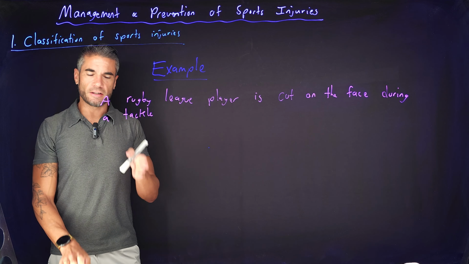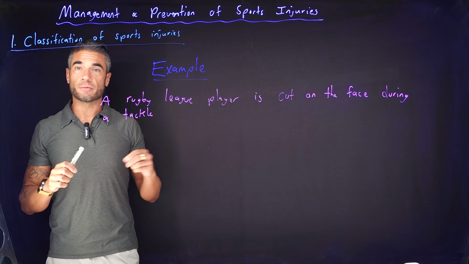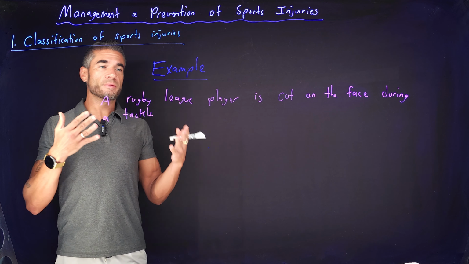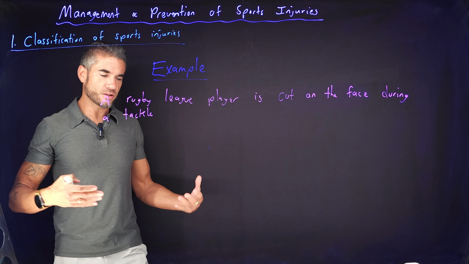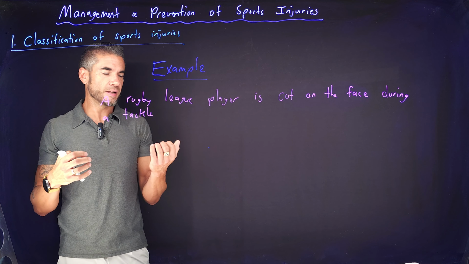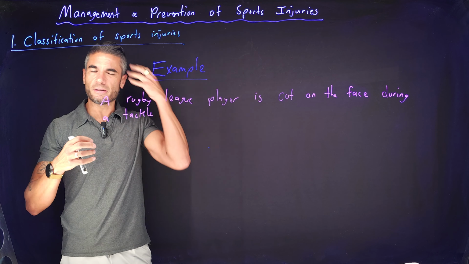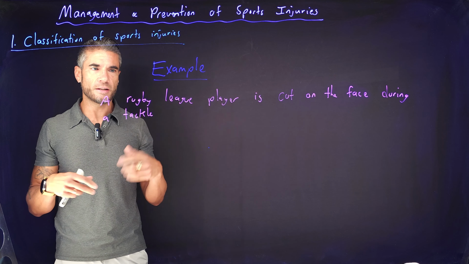Okay, sorry, I know I said I was finished, but I really should have given you an example as to how you put this all together in response. So an example, a rugby league player is cut on the face during a tackle, all right? So old mate's gone in, he's tackled, he's made contact with the player at some point, maybe the player's fingernails or teeth or something have come in contact with the rugby league player's face and now they've got a cut under their eye, all right?